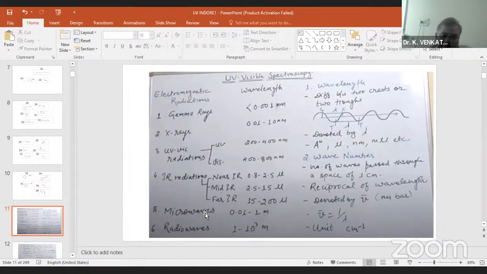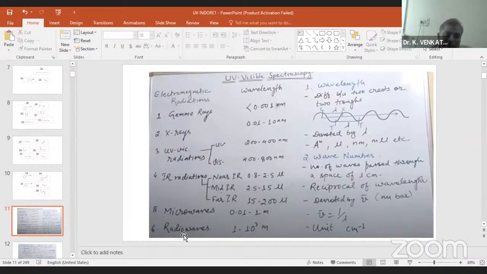And IR radiations: near IR, middle IR and far IR. Near IR is 0.8 to 2.5 micrometers, middle IR 2.5 to 15, and far IR is 15 to 200 micrometers. Microwaves are 0.01 to 1 meters, and radio waves are 1 to 10 to the power of 7 meters. So this is for the wavelength ranges.